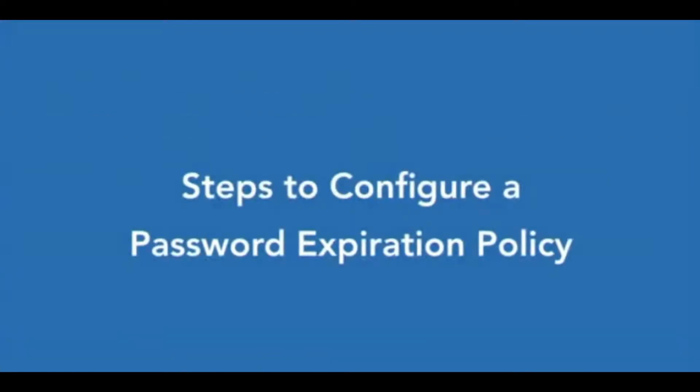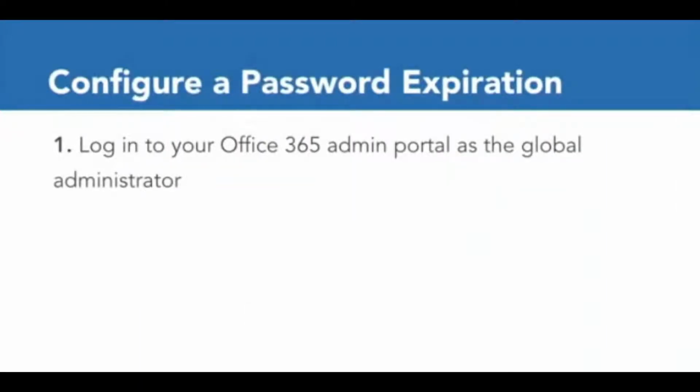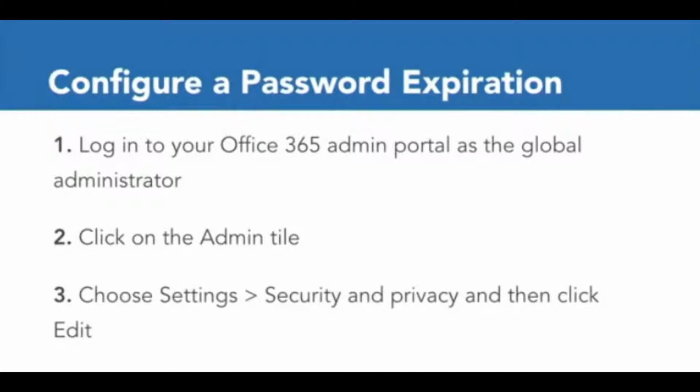These are the top-level steps that you need to configure a password expiration policy within Office 365. You need to log on to Office 365 Admin Portal as the global administrator, click on the Admin tile, and then from the left menu bar, click on Settings. Then click on Security and Privacy. On the Security and Privacy page, click Edit. On the Password Policy page, amend the settings in the Days Before Passwords Expire field. You can modify or leave the days before a user is notified about expiration, and then click Save.